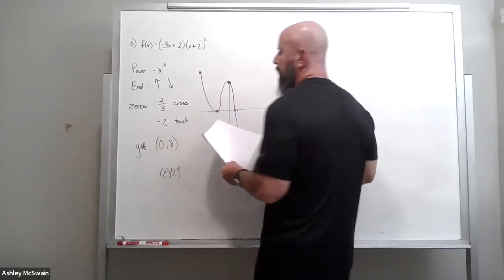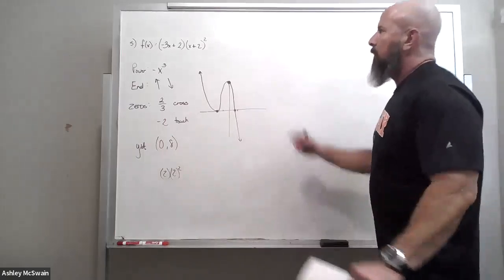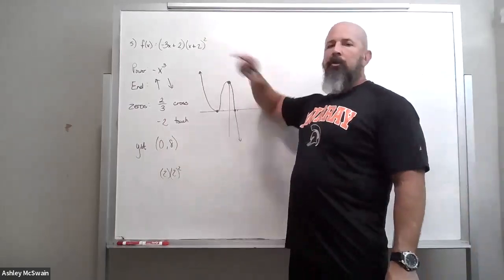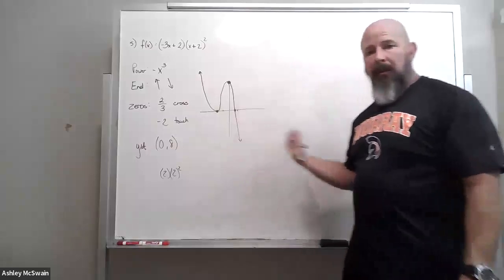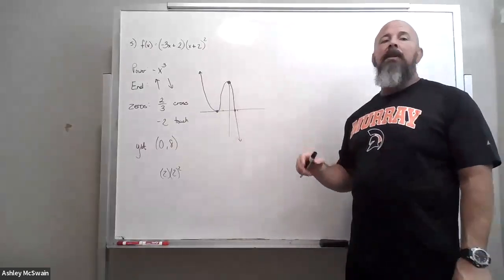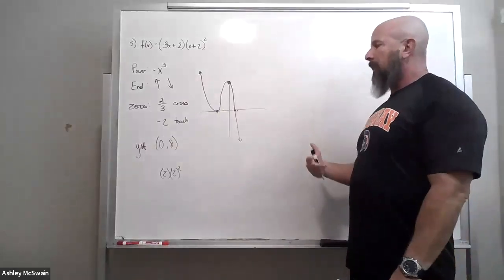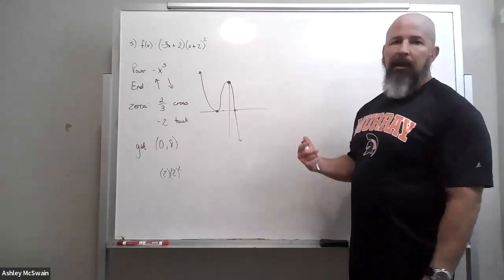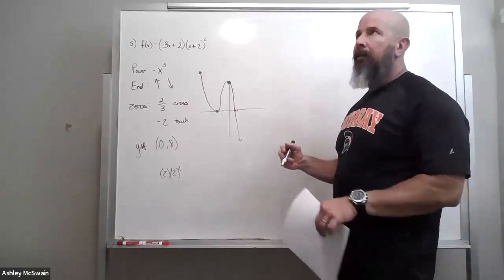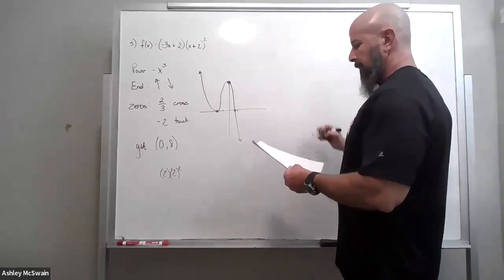Can I ask a question? How do you know if it's cross or touch again? If it's even multiplicity, it touches. So there's a power of 2. So there's 2 of them there. That's an even amount. Not because the 2 is even, there's an even number of them. Touch. Odd number of them, cross. There's only one of the 2/3 on there. Thank you.